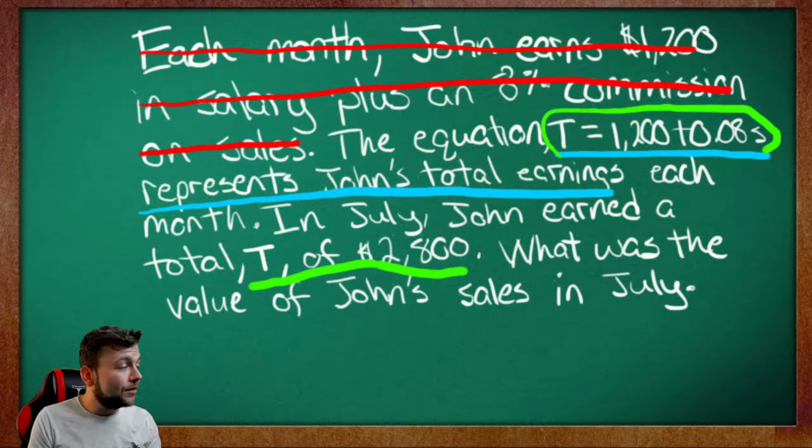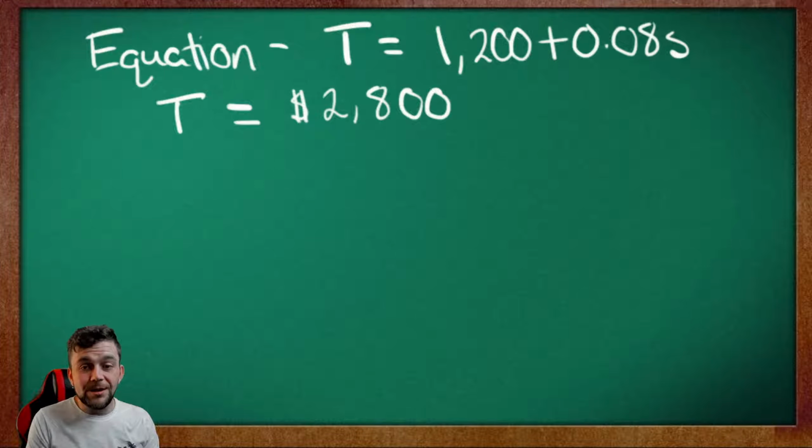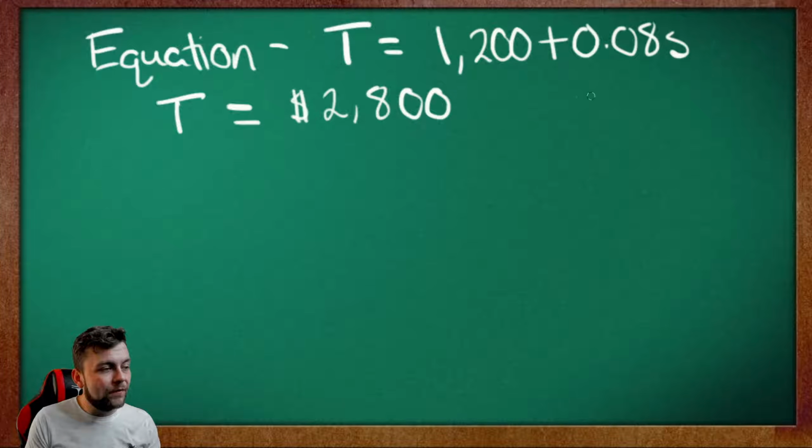So in reality, what this word problem is this. Much nicer. T equals 1,200 plus 0.08 S, and T equals $2,800. So all we have to do is solve. Where's my cursor? Oh, there. Okay. So we're going to solve for S. They don't tell us that, but in the word problem they kind of did, but solve for S.